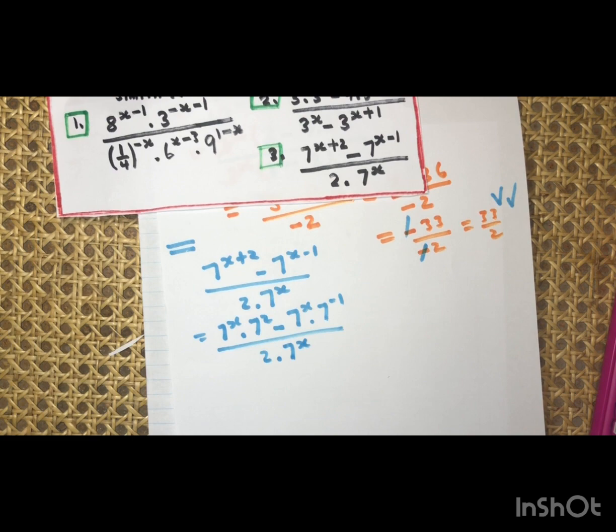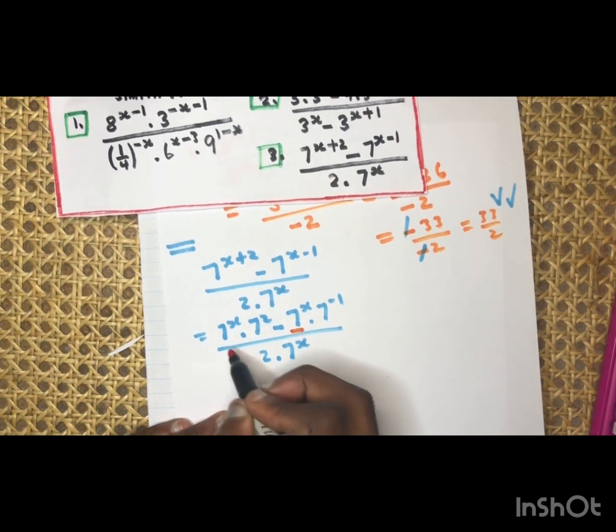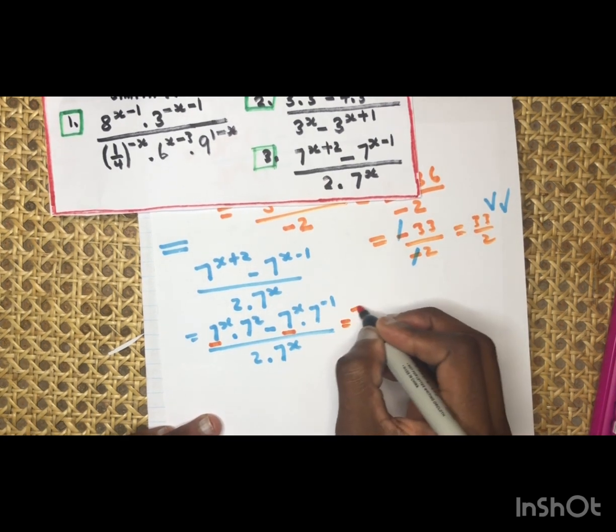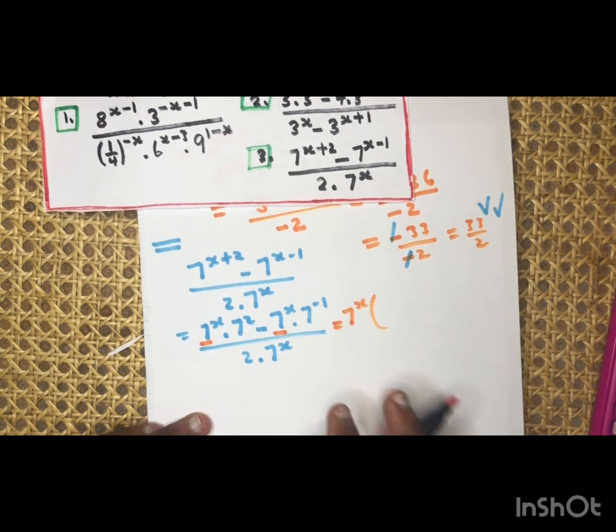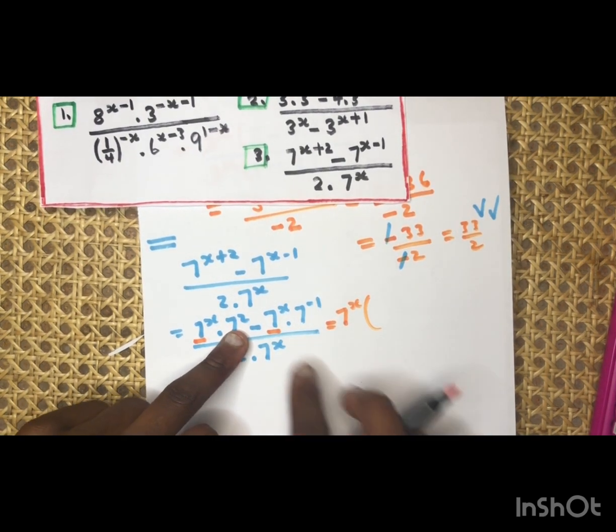I hope you understand. So what is common here? We see that 7 to the power x is common. So I'm going to take 7 to the power x out. If I take 7 to the power x out, then inside the brackets I'm left with 7 squared.